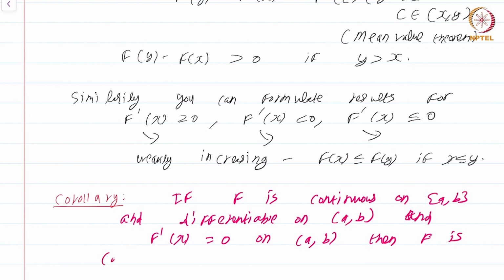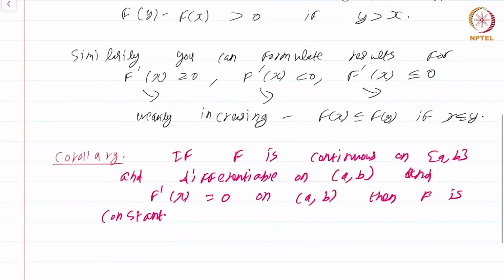Well, this is a rather easy corollary. Once you have established all the results for f prime of x greater than or equal to 0 and so on, you can apply this proposition that we just proved to conclude that f is both increasing as well as decreasing, which leaves f with the only option of not changing at all. So this is one interesting set of results that follow immediately from the mean value theorem.